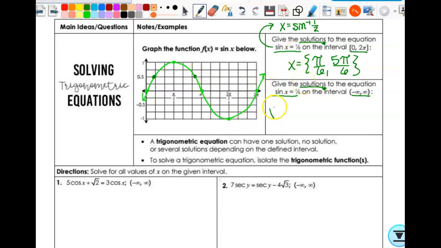So then that's when I can say that my answer is pi sixths plus 2 pi n and 5 pi 6 plus 2 pi n. And it's where n is an element of the integers, but I didn't give it a lot of room, so we'll just leave it at that. Okay? Everybody good with that?